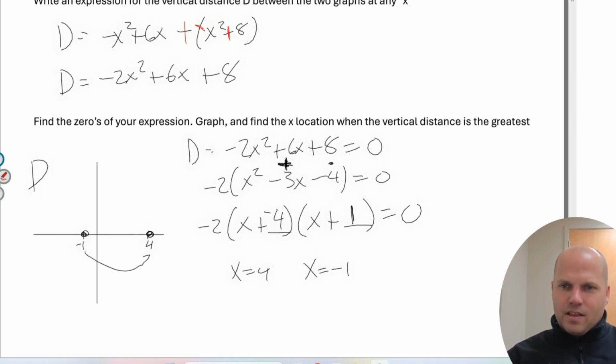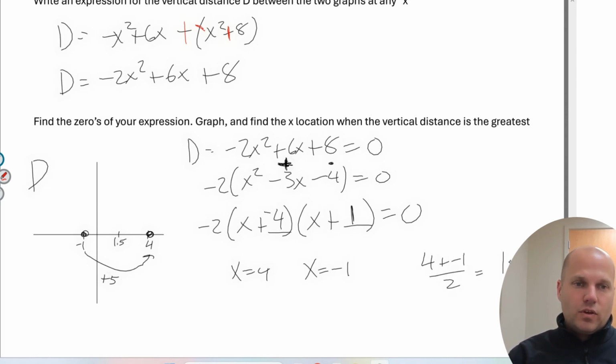How do I get the vertex? Well, I add 5 to get all the way there. Why don't we go halfway by either adding 2.5 or subtracting 2.5? If you subtract 2.5, you get 1.5. If you add 2.5, you get 1.5. Or you can average these two values, find the midpoint. You get 3 halves or 1.5. Great. There's my vertex right there.